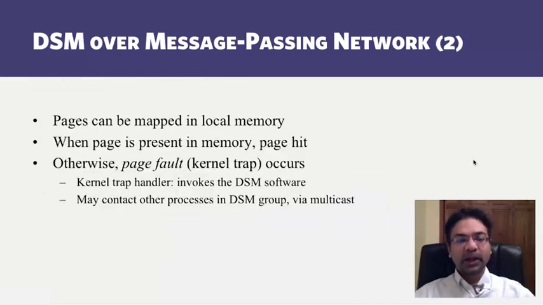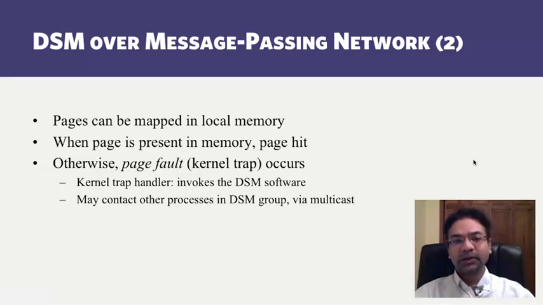Now, pages are typically mapped to the local memory of that process. The cache is mapped to the local memory as well. When a page is present in memory, it is called a page hit. So when the process tries to access a page and it is already present in memory, it's a page hit. However, if the page is not present in memory, it's called a page miss, and this leads to a page fault. A page fault happens in regular paging systems implemented by operating systems as well. Typically, when a page fault occurs, the operating system fetches that particular block from the disk and stores it in main memory.